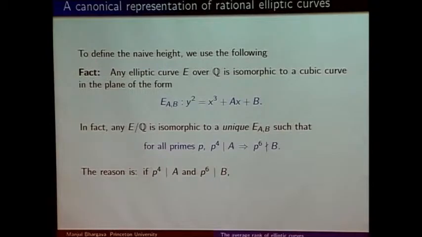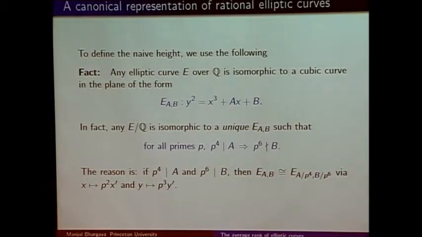And the reason is that if you had both of these things happening, that a and b were both divisible by high powers of p, then you could do an easy transformation, sending x to p^2 x' and y to p^3 y'. And E_{a,b}, you would see, is isomorphic to E_{a/p^4, b/p^6}. So you can always remove these extra factors, and so you get a canonical representation. So for these minimal ones, where you have this property for all p that p^4 dividing a implies p^6 doesn't divide b, you have a canonical representation as E_{a,b} for every elliptic curve over Q. We'll always write our elliptic curves over Q as E_{a,b}, where a and b satisfy these minimality conditions and are integers.